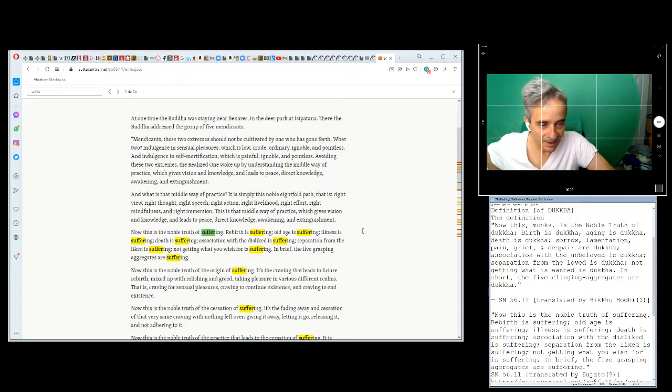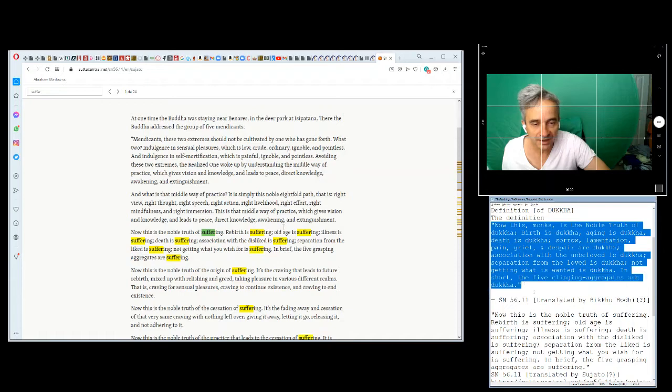Now this, monks, is the noble truth of dukkha. Birth is dukkha, aging is dukkha, death is dukkha, sorrow, lamentation, pain, grief, and despair are dukkha. Association with the unbeloved is dukkha. Separation from the loved is dukkha. Not getting what is wanted is dukkha. In short, the five clinging aggregates are dukkha. It's not as powerful as this translation, because dukkha is left untranslated.